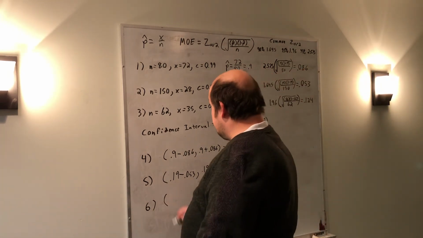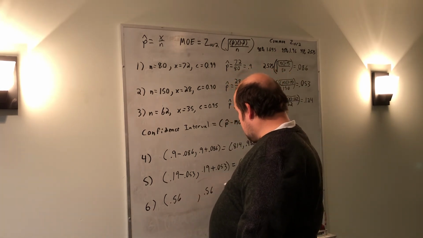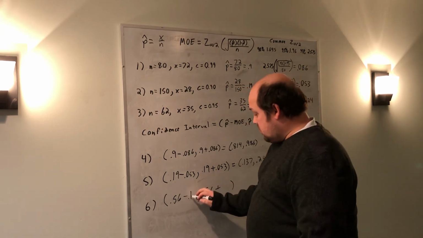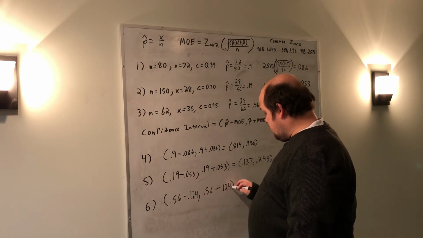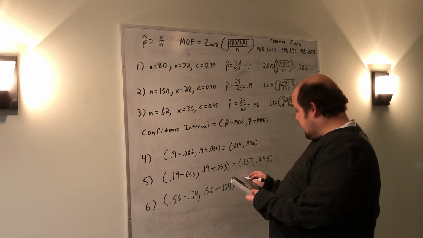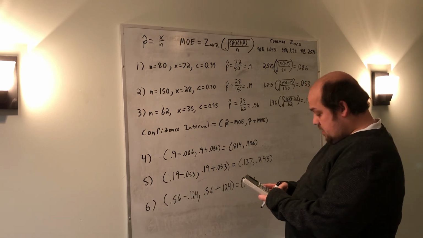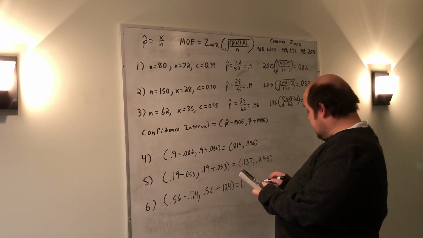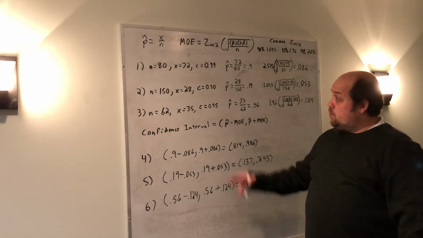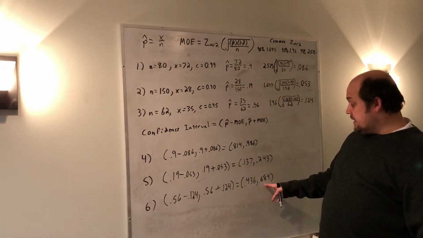For the final one, number 6, we started with our p hat of 0.56. We're going to subtract and add 0.124. When I subtract 0.56 minus 0.124, I get 0.436. When I add 0.56 plus 0.124, I get 0.684. So the true population proportion, we're 95% sure that it lies between 43.6% and 68.4%.